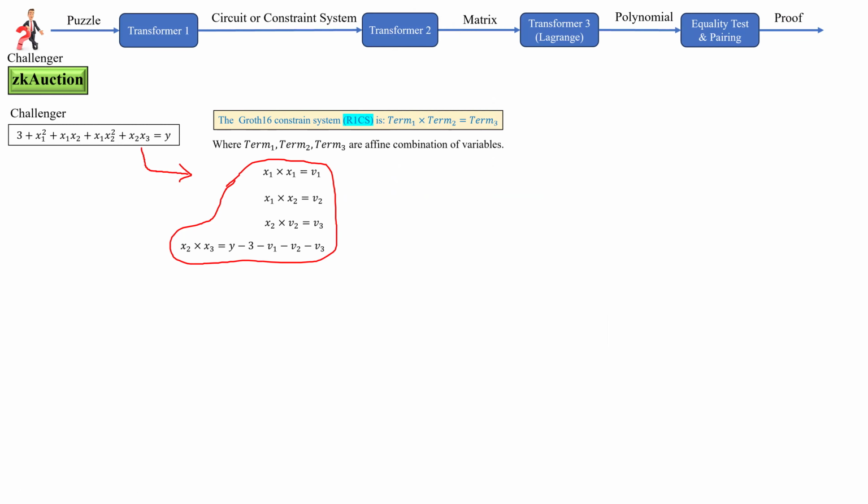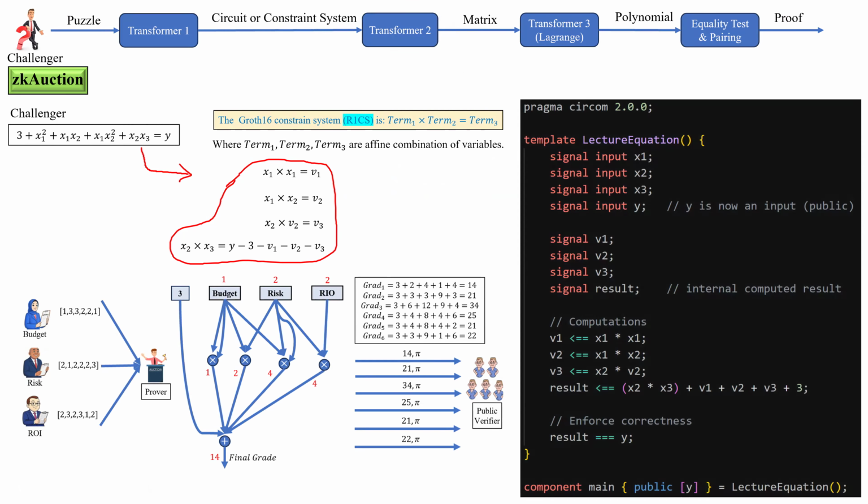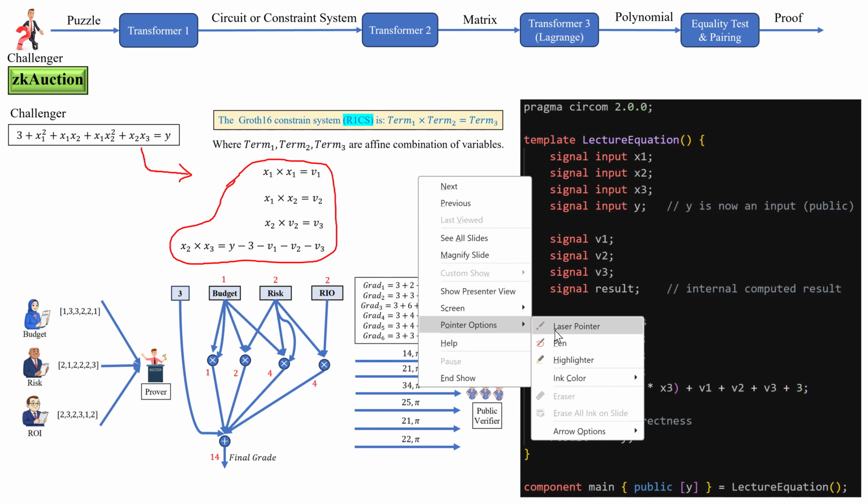So in Circom, we do the same thing. We write some lines of code to describe the constraint system of the scenario. So this is the code that I have written in VS Code, and this code is describing the ZK auction in a Circom program. Okay, so let's review the code very quickly.